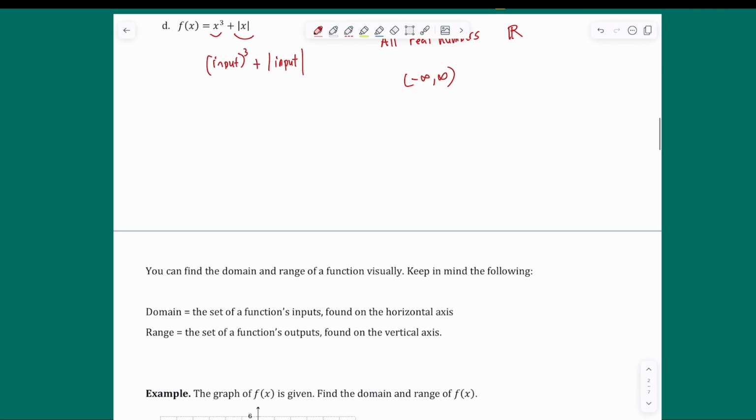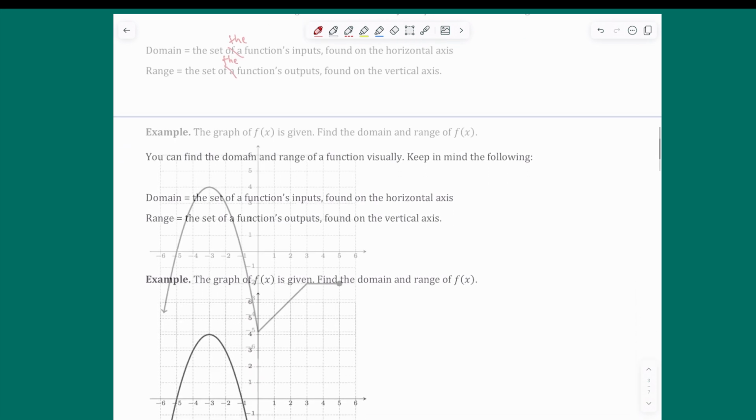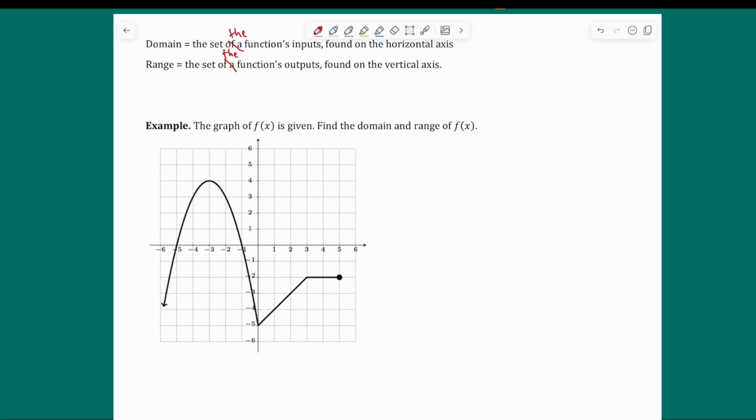All right, you can also find the domain and range of a function visually. The graph of f of x is given. Find the domain and range of f of x. If we're looking for the domain, basically you want to trace out the function as it goes from left to right. I want to point out that on this end here, you have an arrow indicating that it's indefinitely going this way. Even though we don't see it, it's indefinitely going that way. So if I trace this graph from left to right, we need to observe what's going on. What are the x values being attained as we go from left to right?